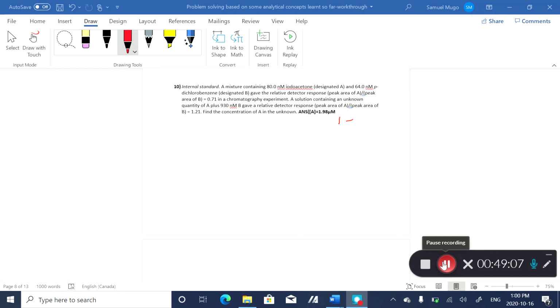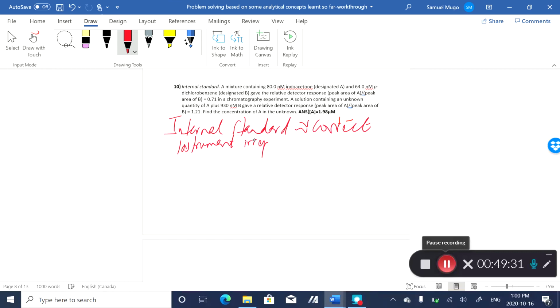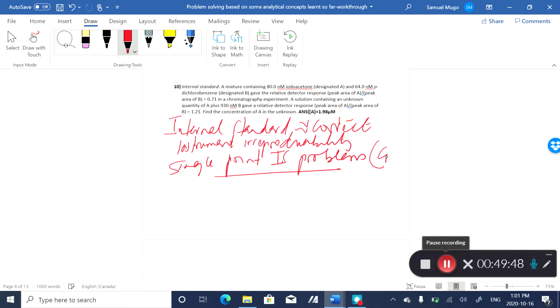So the next problem is an internal standard addition problem. Now remember the purpose of the internal standard. The purpose of the internal standard is to correct for instrument irreproducibility. And so the question is, how do you solve this single point internal standard problem? And you guys have already done this kind of problem with the GC.